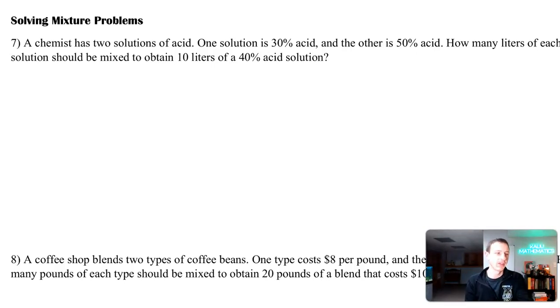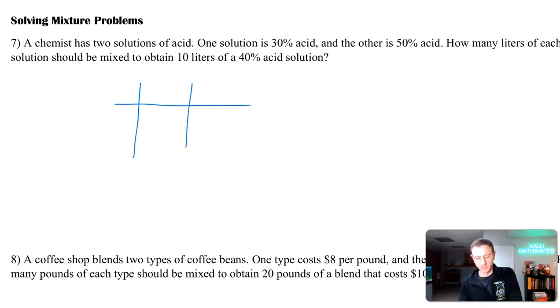So we have a chemist who has two solutions of acid. One solution is 30% acid, the other is 50% acid. How many liters of each solution should be mixed to obtain 10 liters of a 40% acid solution? So we're mixing these different acid solutions together.